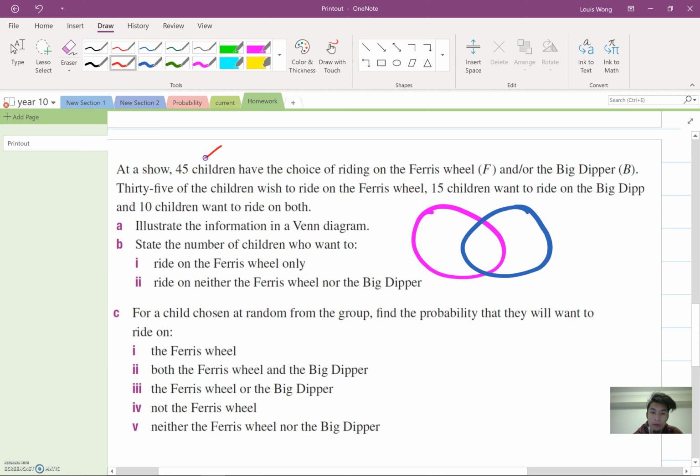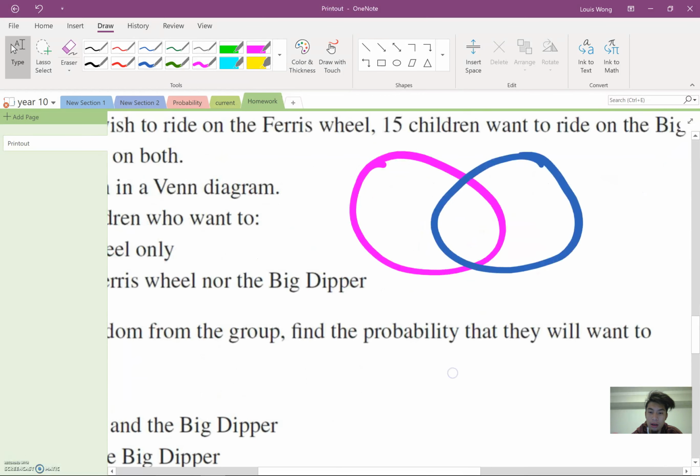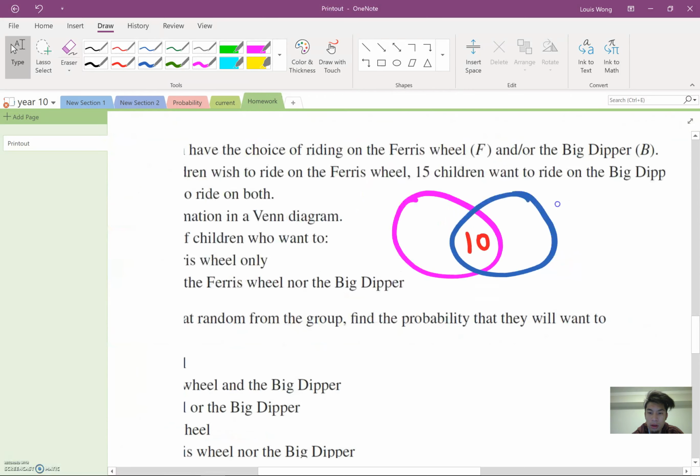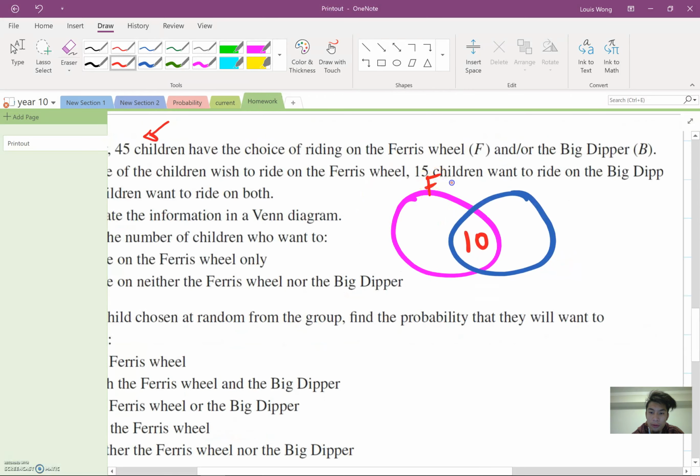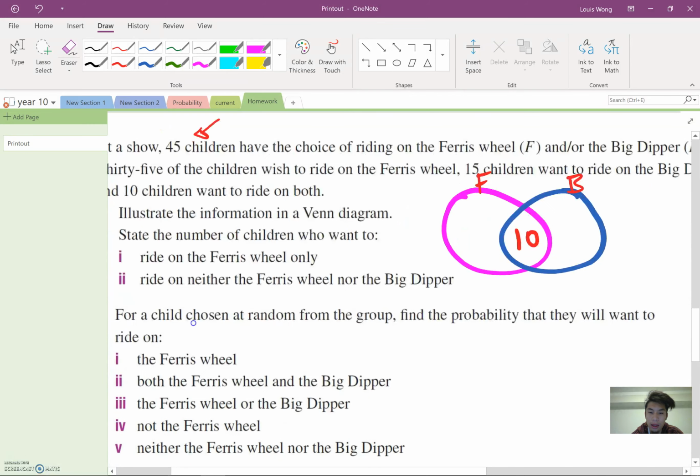I need to know that 45 is my total. 35 of them wish to ride the Ferris wheel. That's this circle, it's covered by 2, so I can't add anything. 15 want to ride the Big Dipper, so again, that's this overlapping circle, I can't put anything. 10 want to ride both. So 10 goes in the middle. Now, I'm going to put F here for Ferris wheel, B here for Big Dipper.